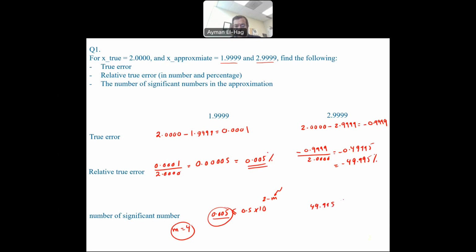Finally, we take the percentage relative error, the absolute value of it, which is the 49.995, and this is less than or equal to 0.5 times 10 to the power of 2 minus m, and obviously from this m is equal to basically 0, because when m is 0, this will be less than or equal to 50, which is true. Okay, so that is the first question: how to deal with the true and the relative error.